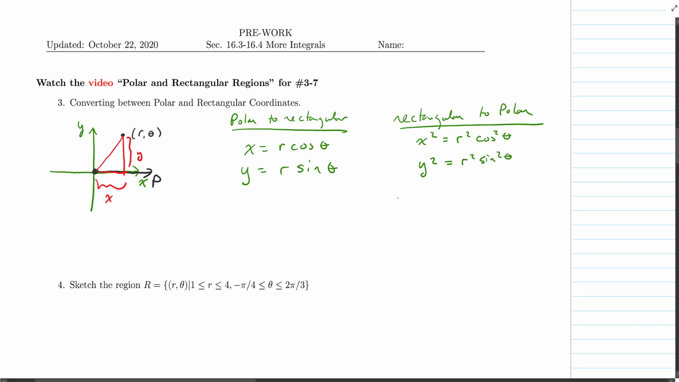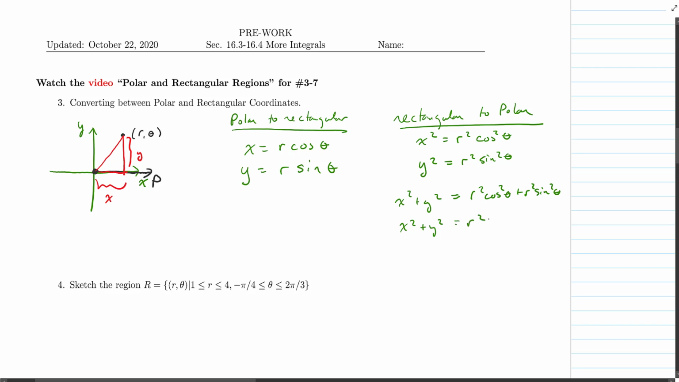And then if we sum these two together, we would have that x squared plus y squared was equal to the sum of r squared cos squared theta plus r squared sine squared theta. And then using the Pythagorean identity, we get x squared plus y squared is equal to r squared.